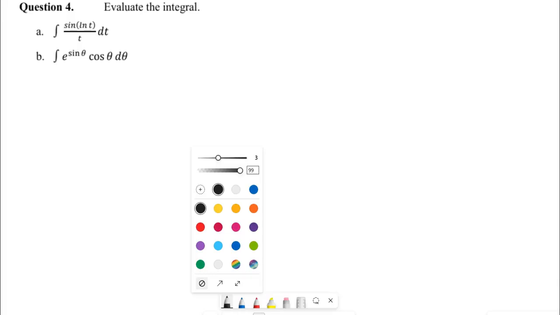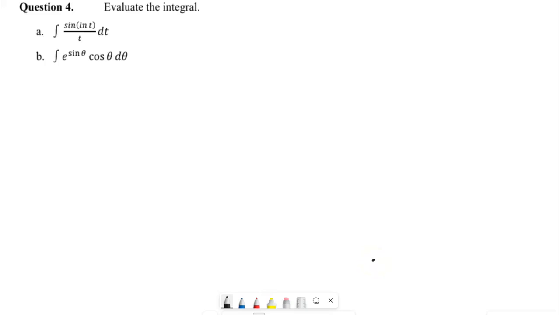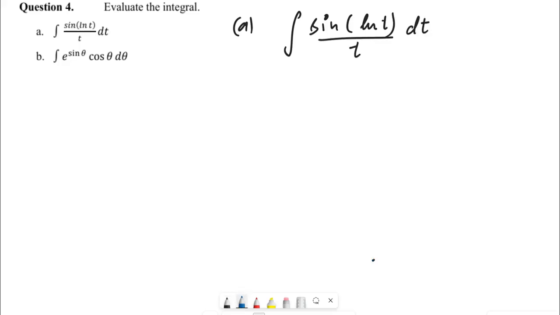Here are some integrals to solve. Let's look at one part at a time. The first one is the integral of sine of natural log of t divided by t dt. I'm going to try to do this using substitution. I'm going to say u is equal to natural log of t. Derivative of u is 1 by t dt.